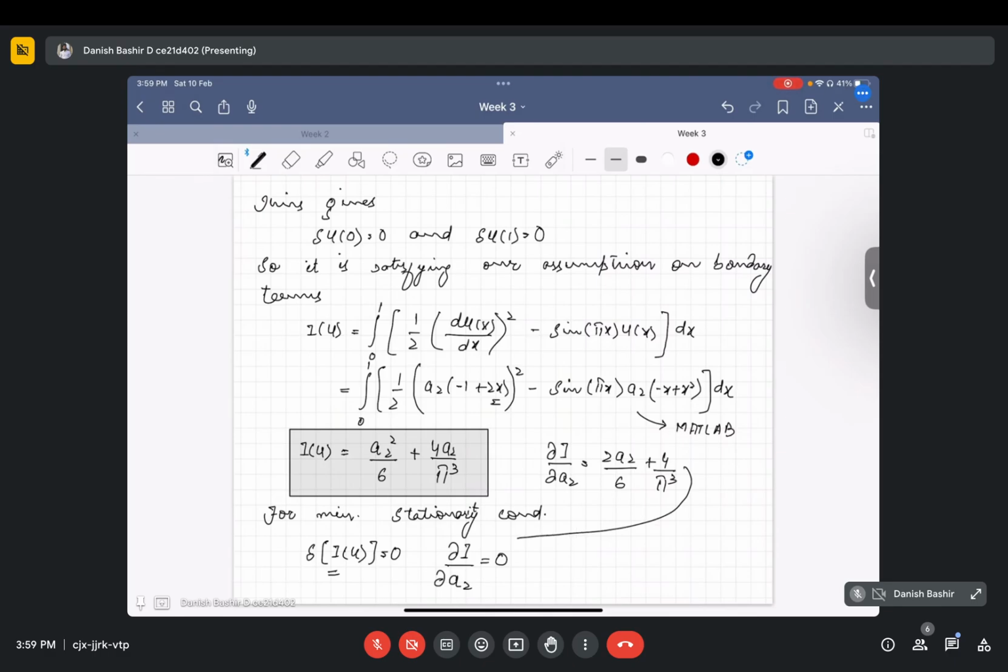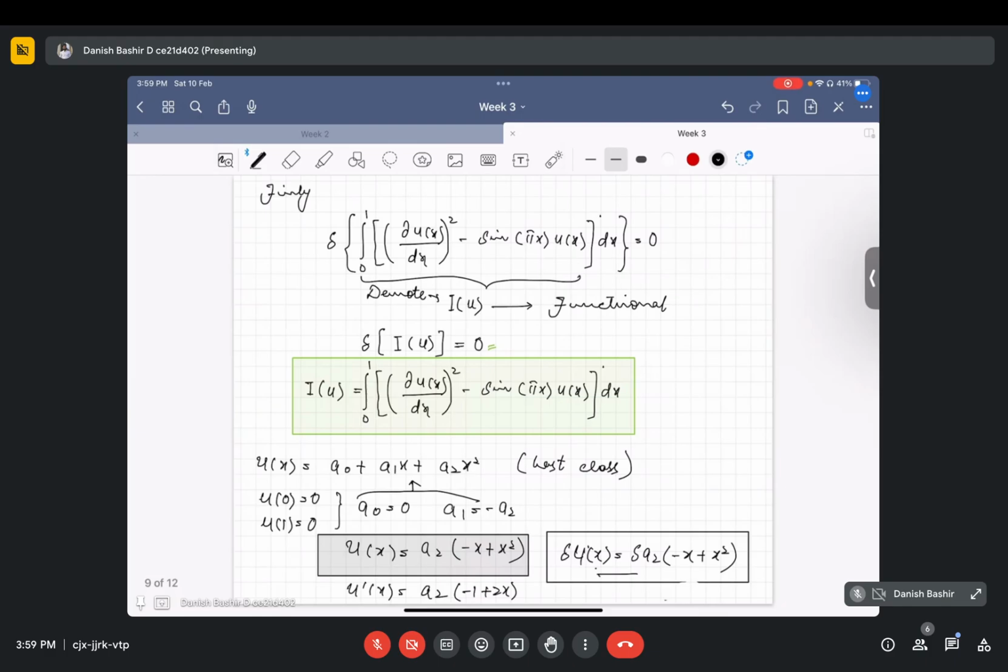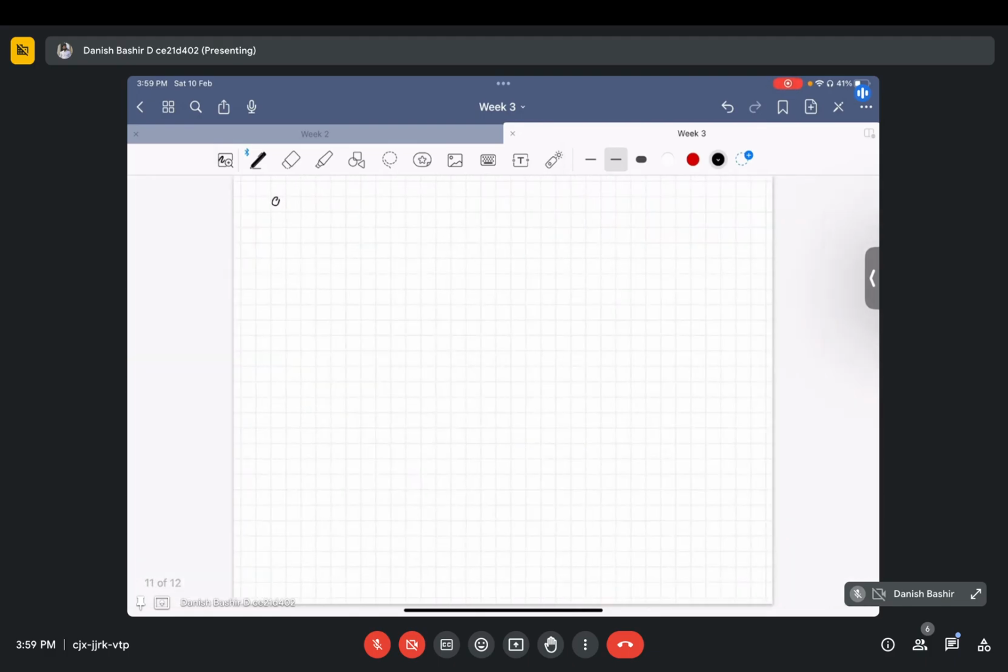So we put this here. It should be equal to a2 by 3 plus 4 by pi cube equals 0, or our a2 constant is equal to minus 12 by pi cube. I hope you understood from where we got this a2. And I already mentioned that a1 is equal to a2, so our a1 will be equal to 12 by pi cube.